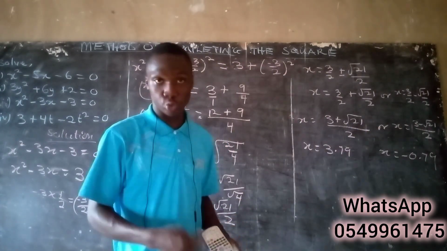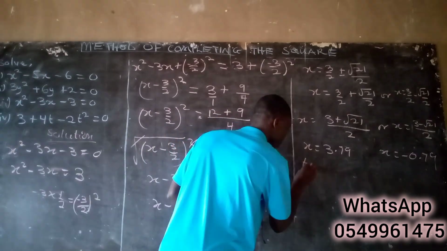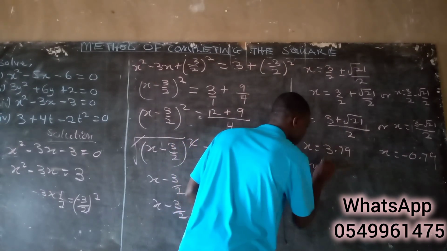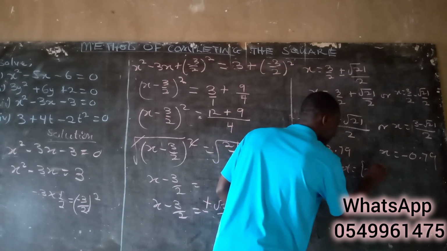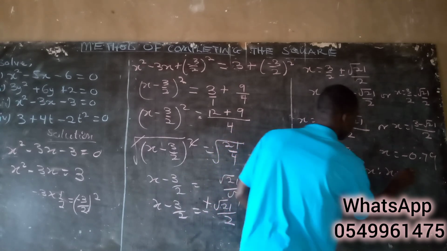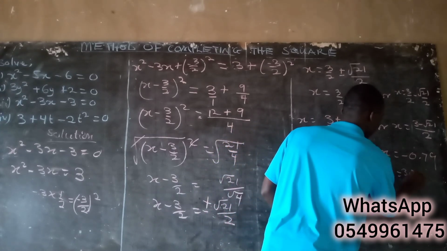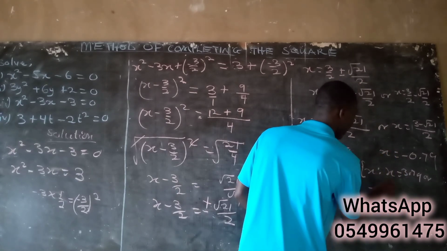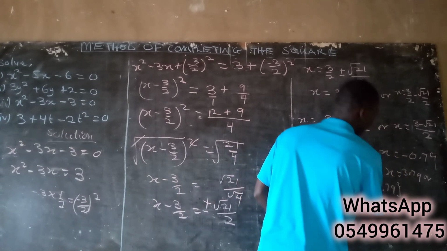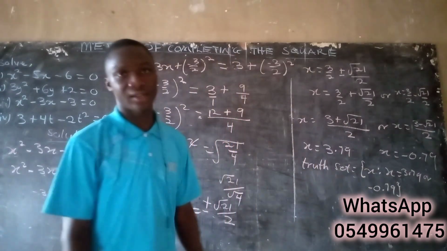If you were to find the truth set, the truth set is equal to x such that x is equal to 3.79 or negative 0.79. This becomes our final answer.